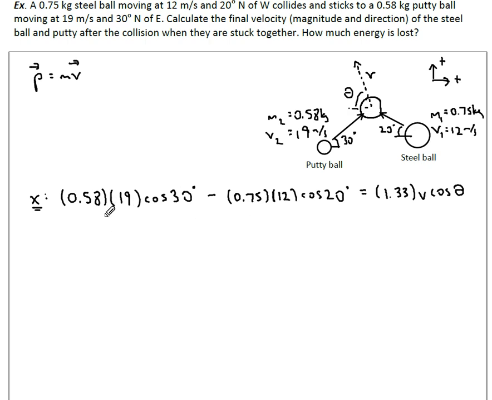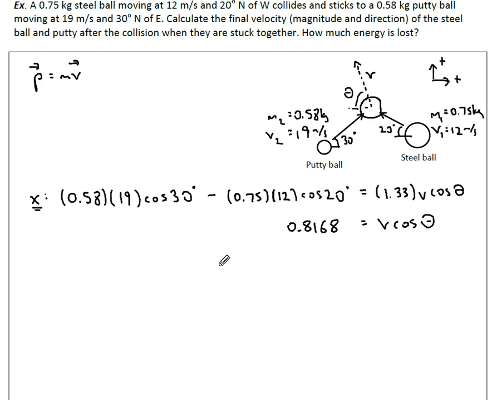So you may ask, why is this first term positive and the second term negative? The first term is positive because I define right as positive. So the putty ball is moving to the right. It's positive. The steel ball is moving to the left. That's negative. Now this whole left side of the equation, that's just a number. I'm going to subtract those two numbers, divide by 1.33. We end up with a value of 0.8168. And we should store that number in our calculator and round it at the end. V cos theta.